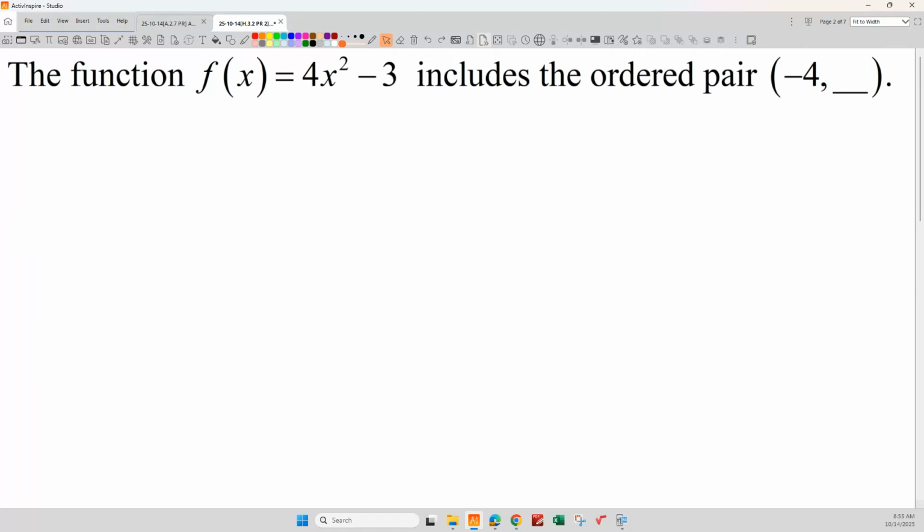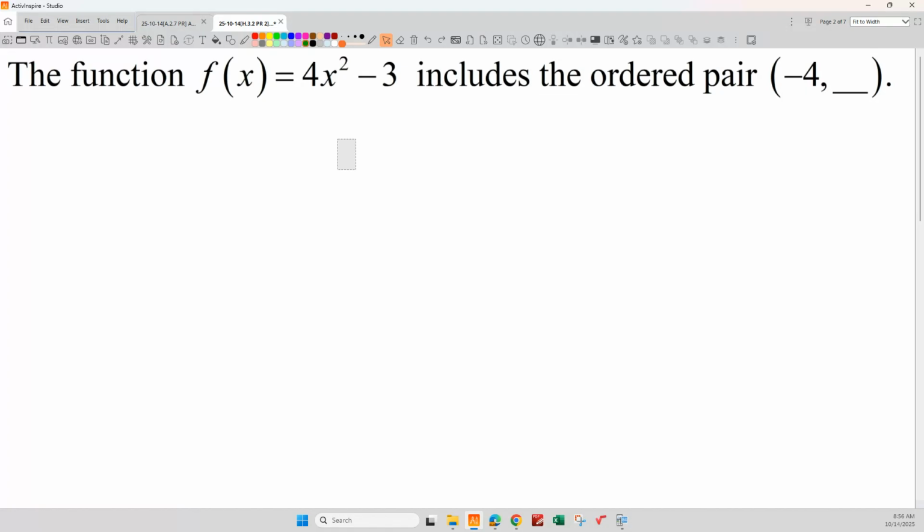Okay, so everybody, what's my input number here? Negative 4, good. And I'm trying to calculate the output number, right? Okay, how am I going to calculate the output number? Evelyn, what am I going to do? Yeah, how would I say that? F of -4. There you go, good.